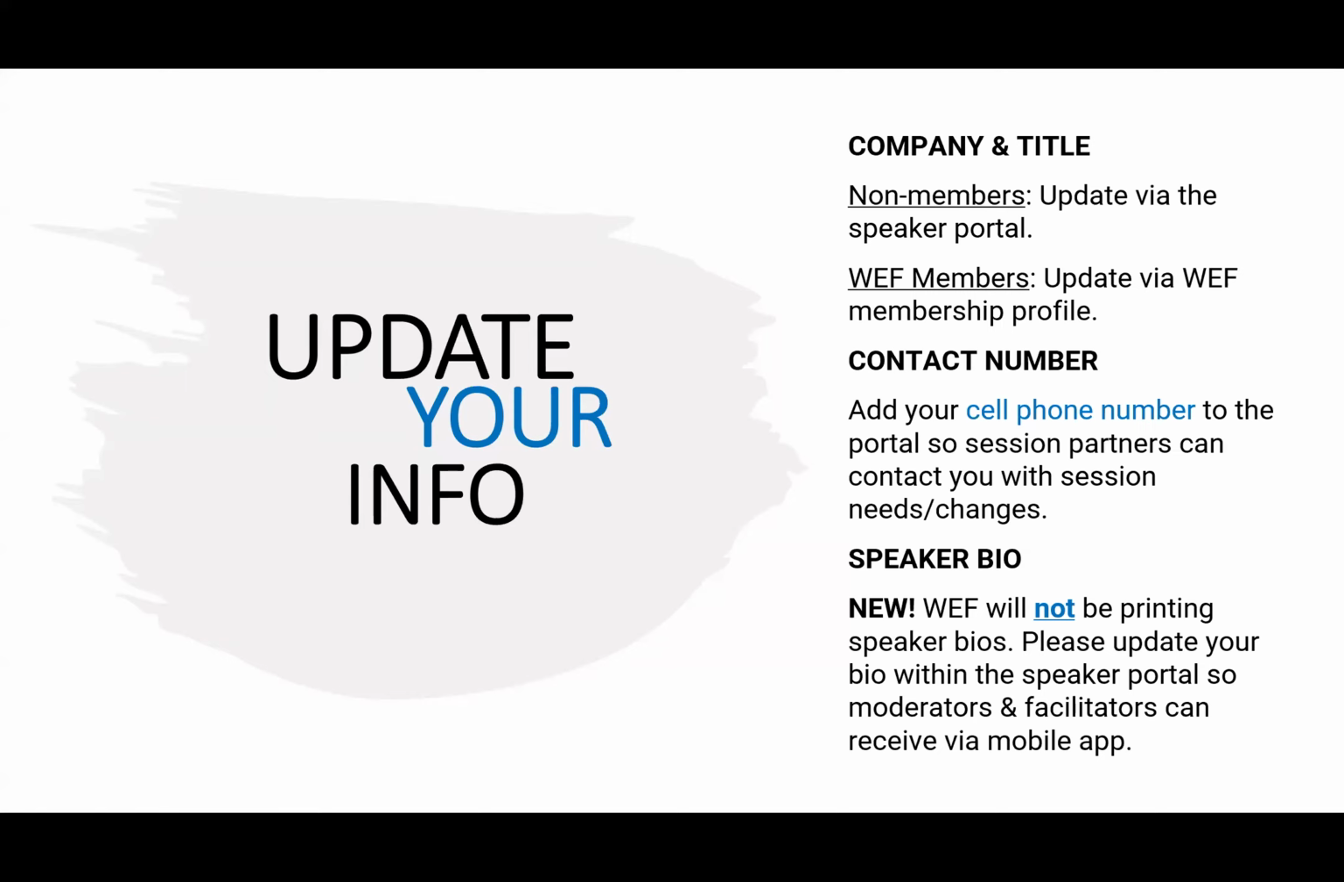So when you add your cell phone number, it's not visible publicly, so it won't be in the mobile app or online planner. Only your moderator, facilitator, other speakers will be able to view that information, just as an FYI. But it's good to have it because sometimes we have moderators who get on site and they haven't had contact with their speakers and they're emailing them, but not everyone has access to their email while they're in the convention center. It's just good and convenient for somebody to have your cell phone number. They can shoot you a quick text or call you and let you know if there's been changes.